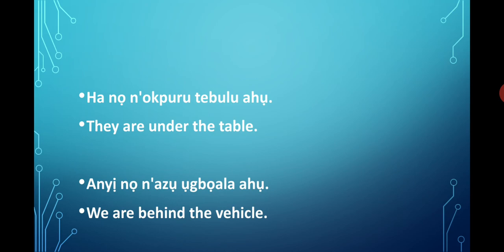Ha nọ n'okpuru tebụl ahụ. They are under the table. Ha here means, maybe animals or human beings. That's why we use no. Anyị nọ n'azụ ụgbọala ahụ. We are behind the vehicle. So anyị here is referring to human beings.